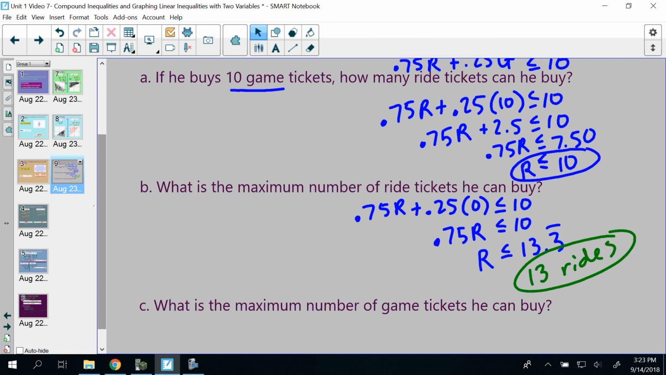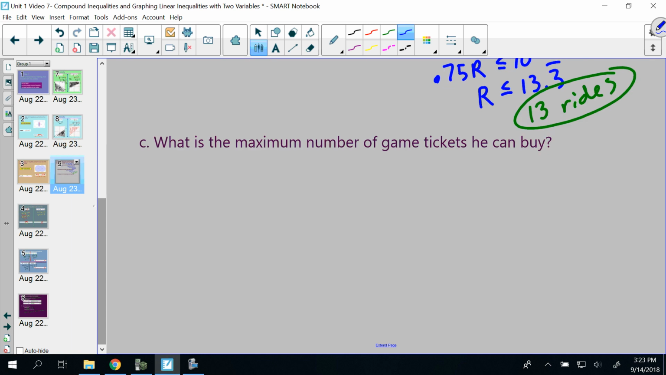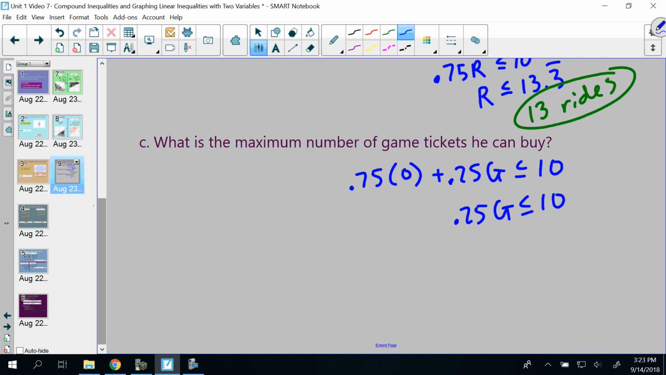All right, letter C here. What is the maximum number of game tickets? So once you pause the video, see if you can figure out this. All right, if you were doing it right, you should assume that he's going on 0 rides then, and using all the money for games with the $10 he has left. So now you're just 25 cents a game with $10, divide, and the maximum number of games if you divide that is 40. So 40 games would be the most. All right, try some of the problems on your practice sheet doing the similar thing.